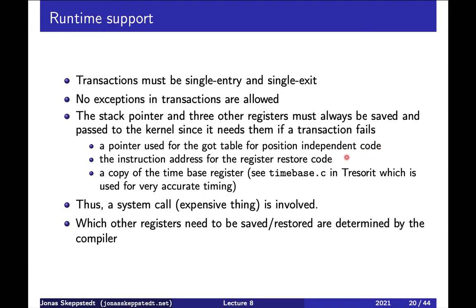Okay, and then if there is a failure, there must be some code that executes the register restore. So this is machine code that the compiler selects, and the transaction will jump there when it fails in order to restore the registers.